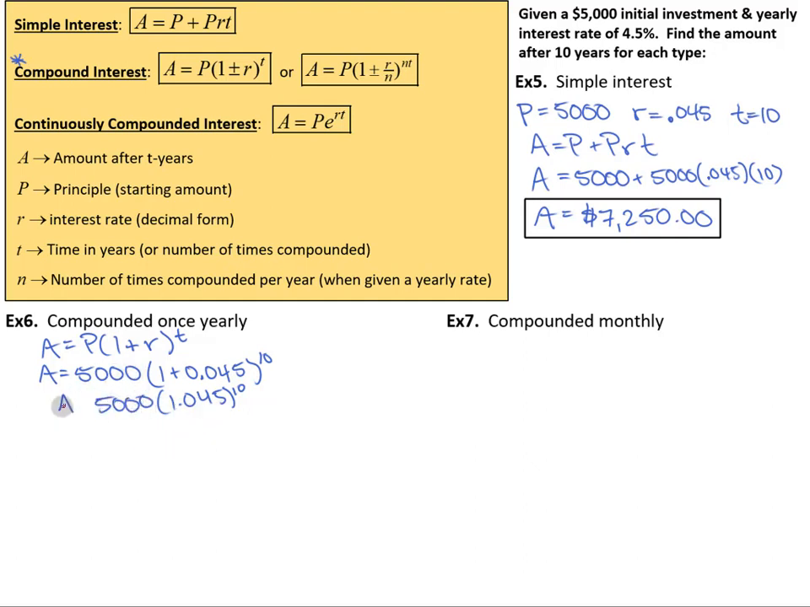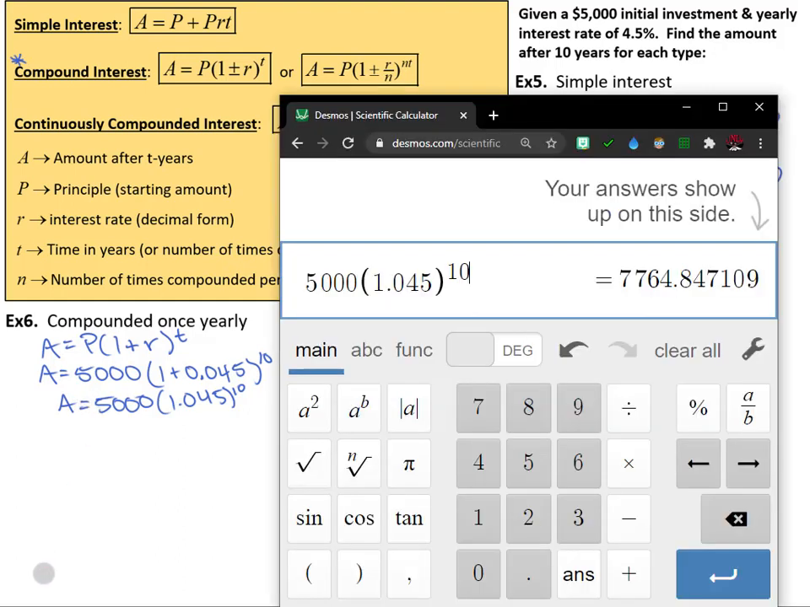So let's go ahead and go to our calculator and see what it gives us. All right, I went ahead and used the one where I added 1 and 0.045 together. It doesn't matter, you can use either form there. But our answer this time will be $7,764 and about 84 cents.